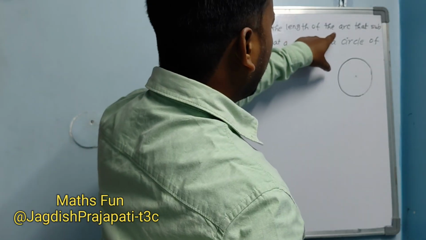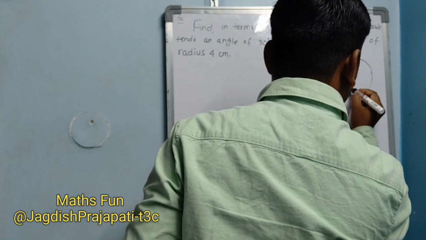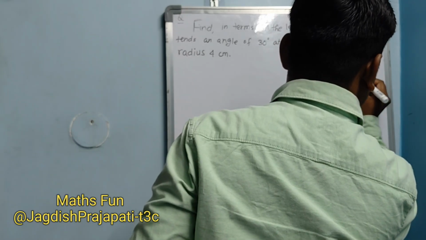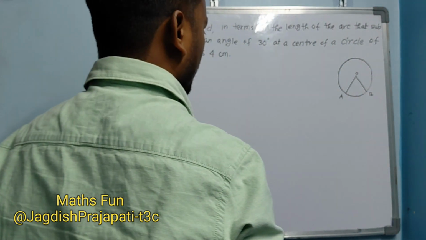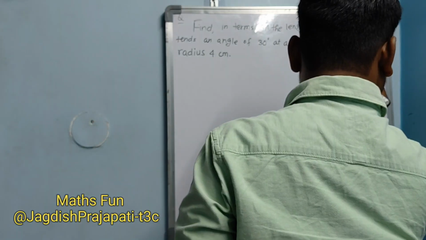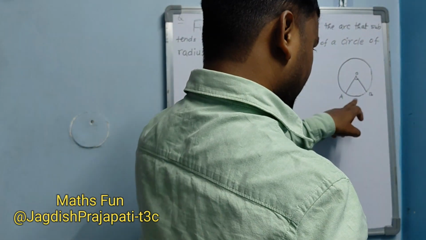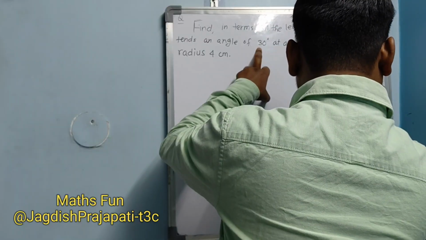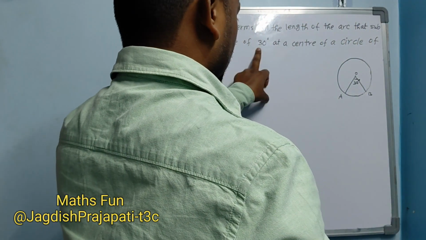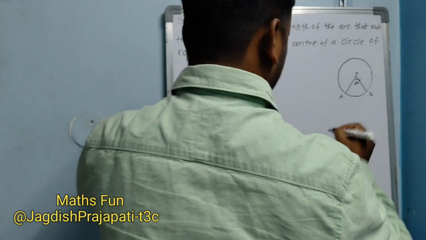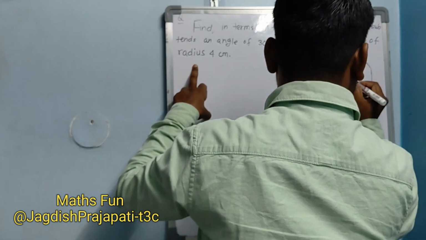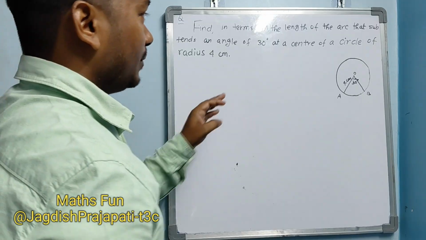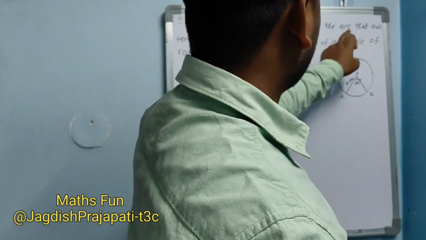Now there is an arc, let's say this is the arc AB, the center of the circle is O. This arc AB forms an angle of 30 degrees at the center and its radius is 4 centimeters. Then we have to find the arc length of the arc.